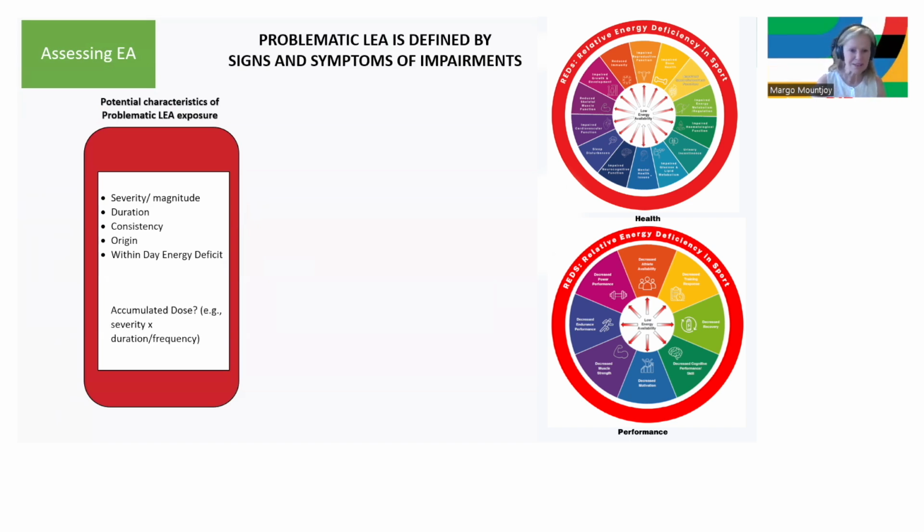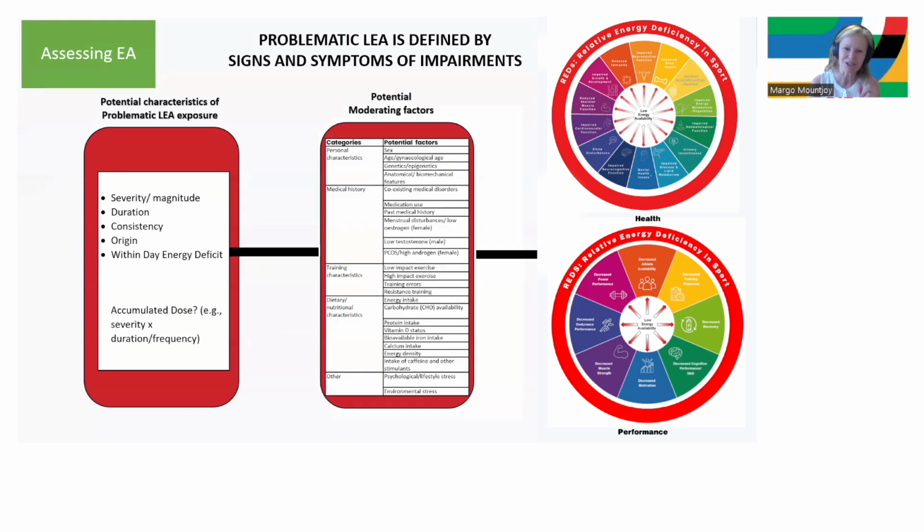But also in these athletes, what is their accumulated dose? Remember, I defined dose in the first module. Severity times duration times frequency. Severity, duration, and frequency. This pattern can lead to those health and performance outcomes.